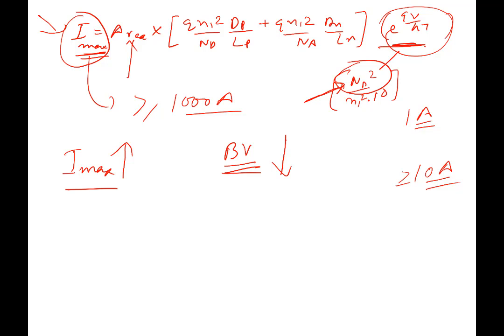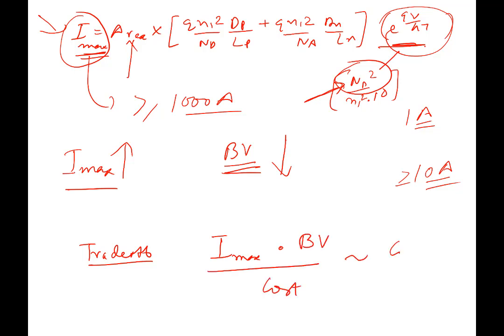So let me put a very simple trade-off. Are you seeing that there is a trade-off? I'm not exactly putting Imax times breakdown voltage by cost is like a constant, I can put some M, some N, and some zeta or something. There's a trade-off there in a PN junction. If you try to increase Imax and you don't touch the cost, your breakdown voltage will go down.